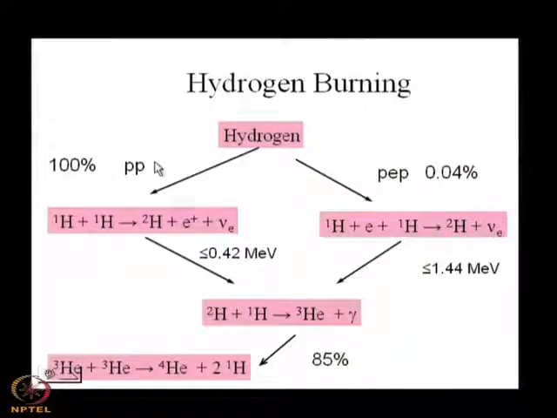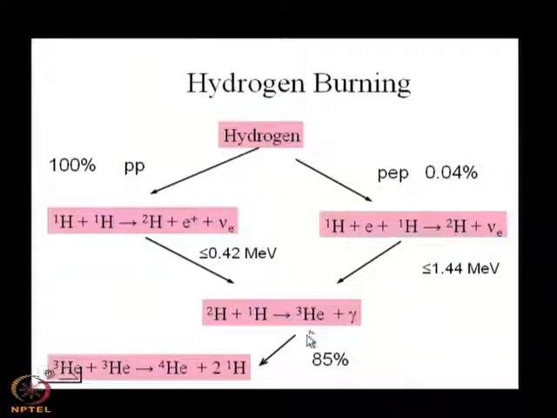The percentage shown over here essentially tells you what fraction of the helium-4 is produced by this path and what fraction is produced by this path. You can see that an extremely small fraction is produced by this path compared to this. Both of these paths give rise to deuteron, and then from the deuteron, again there are several paths which can occur.